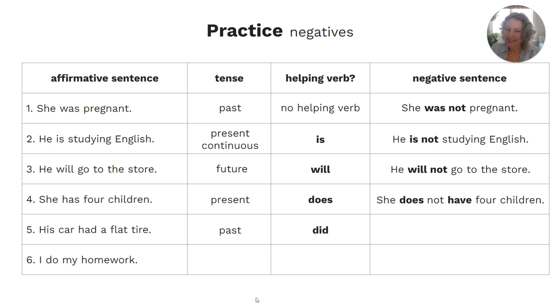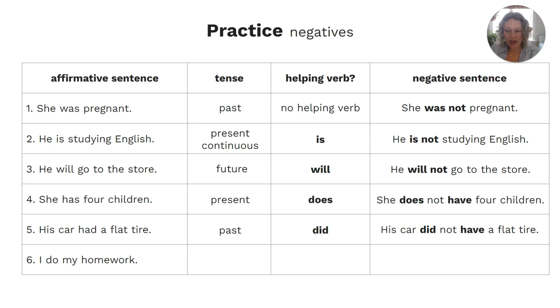I hope you guessed did, because that's going to show the past tense. And then we're going to put not, and then the main verb is in the base form. His car did not have a flat tire. His car didn't have a flat tire.